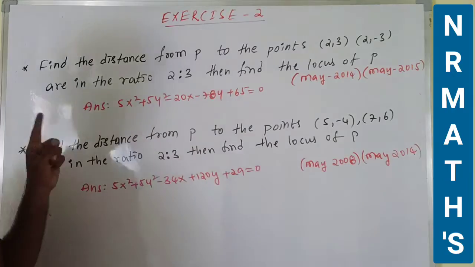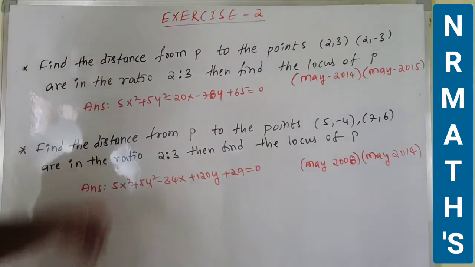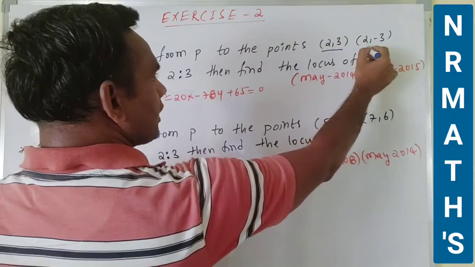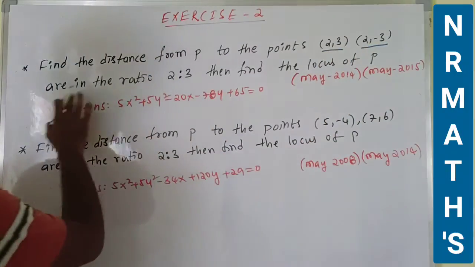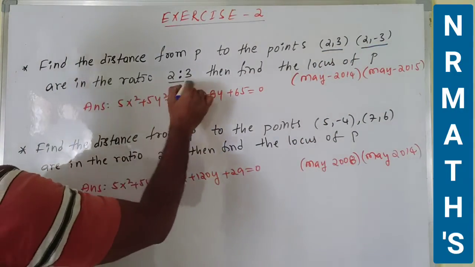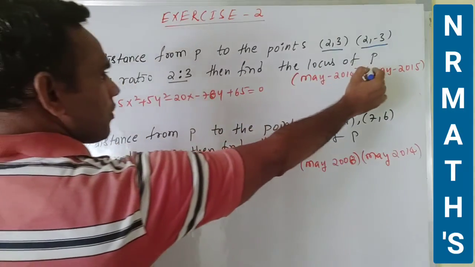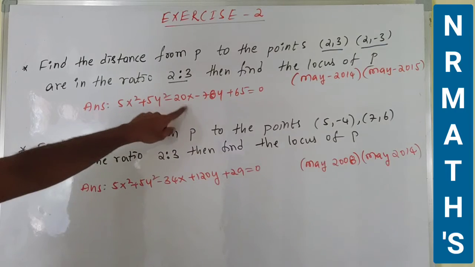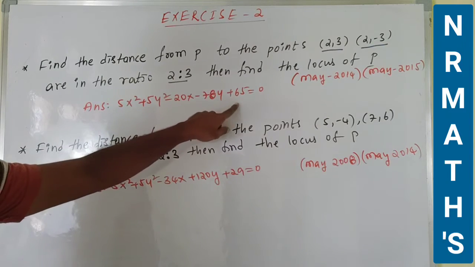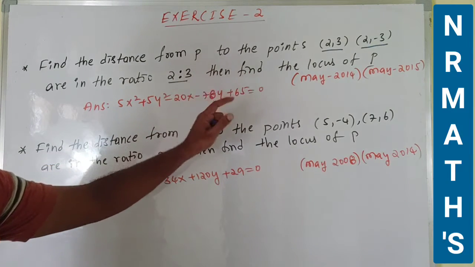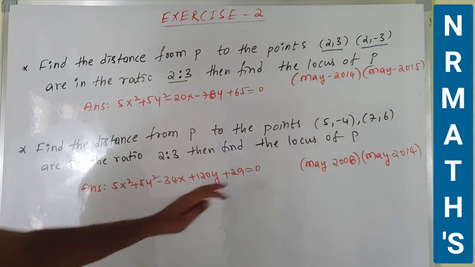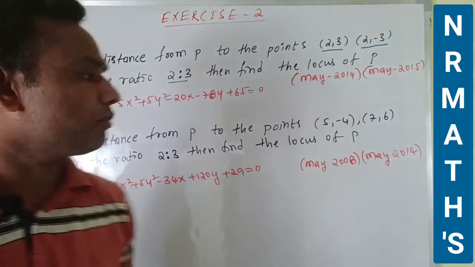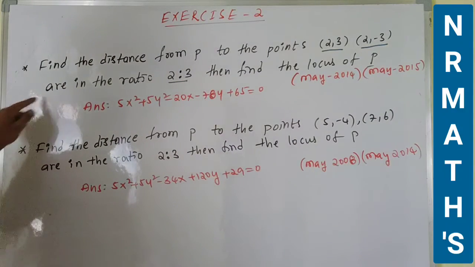Now here is work for you. Find the locus of P if the distances from P to the points (2, 3) and (2, minus 3) are in the ratio 2:3. The answer is 5x square plus 5y square minus 20x minus 78y plus 65 is equal to 0. It is most important for 4 marks. It came in May 2014 and May 2015.